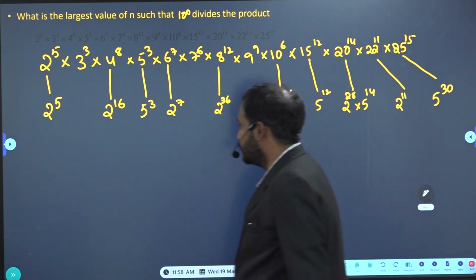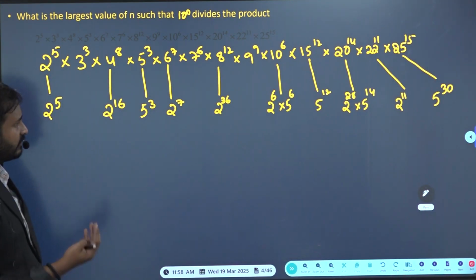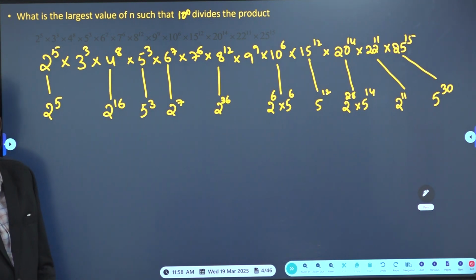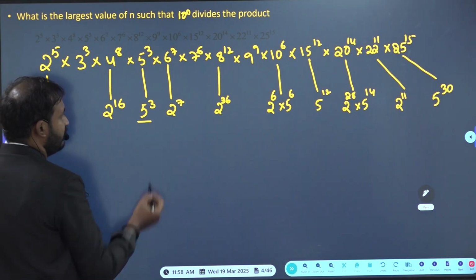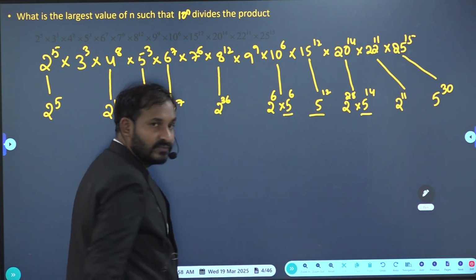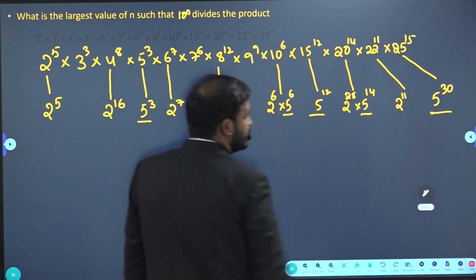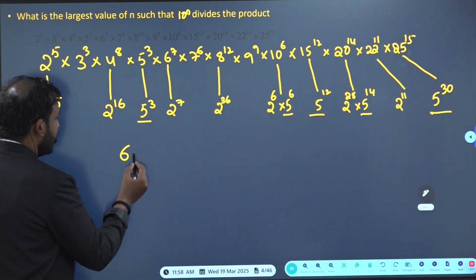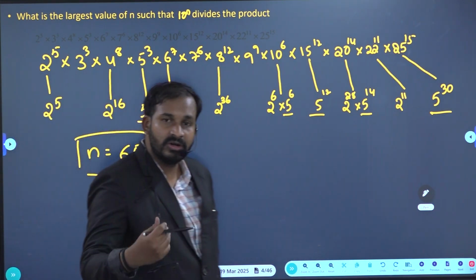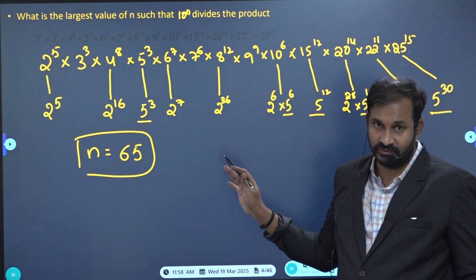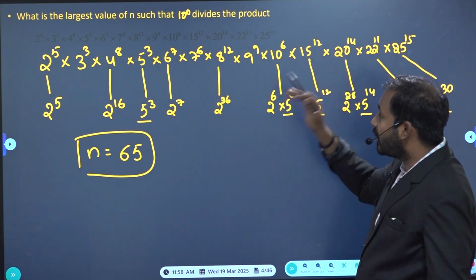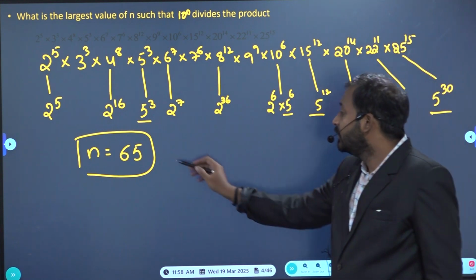Now please observe here students. By seeing the question itself we can say that the number of 2s are many here, right? So don't count 2s, it is a waste of time. Simply count 5s. How many 5s I have here? 3, 5s. 3 plus 6, 9. 9 plus 12, 21. 21 plus 14, 35. 35 plus 30, 65. So the highest value of n can be 65. Why? Because if I put n as 65, in the denominator I will get 1 and 65 zeros. Anyway, in the numerator also I have 65 zeros, right? So these two will get cancelled, so the largest possible value for n will be 65.